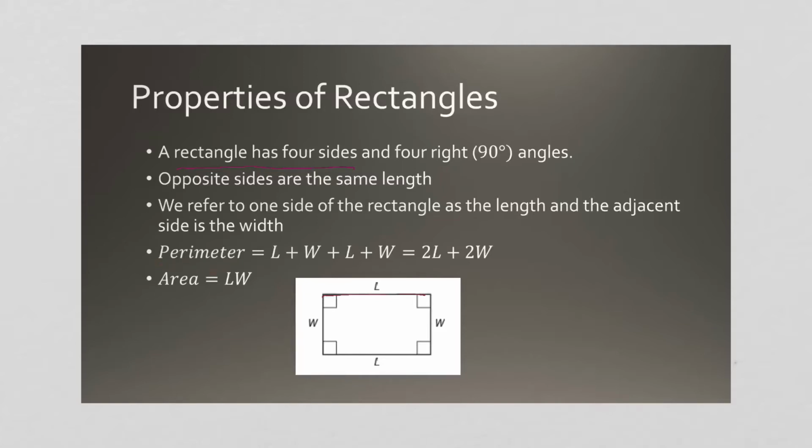The perimeter, again, is you add up all of your sides. So you've got length plus your width plus your length plus your width. But remember, your L's are the same, so we actually have 2 L's plus 2 W's. And your area is length times width.